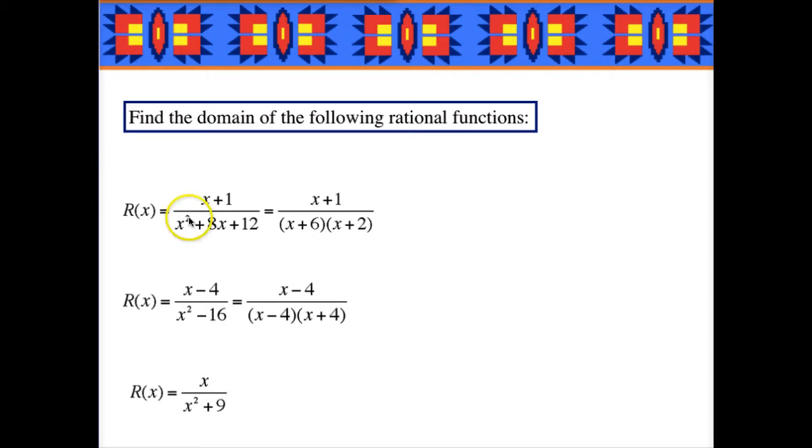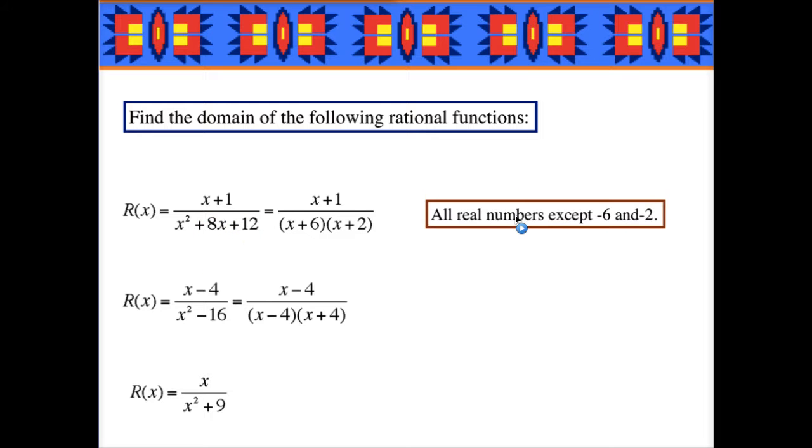So let's look at this first function. This is a rational function. In order to make that determination, we have to factor the denominator. It factors into x plus 6 and x plus 2. So we have two numbers that could cause the denominator to equal 0, and that would be negative 6 or negative 2. So all real numbers are in the domain except for negative 6 and negative 2.